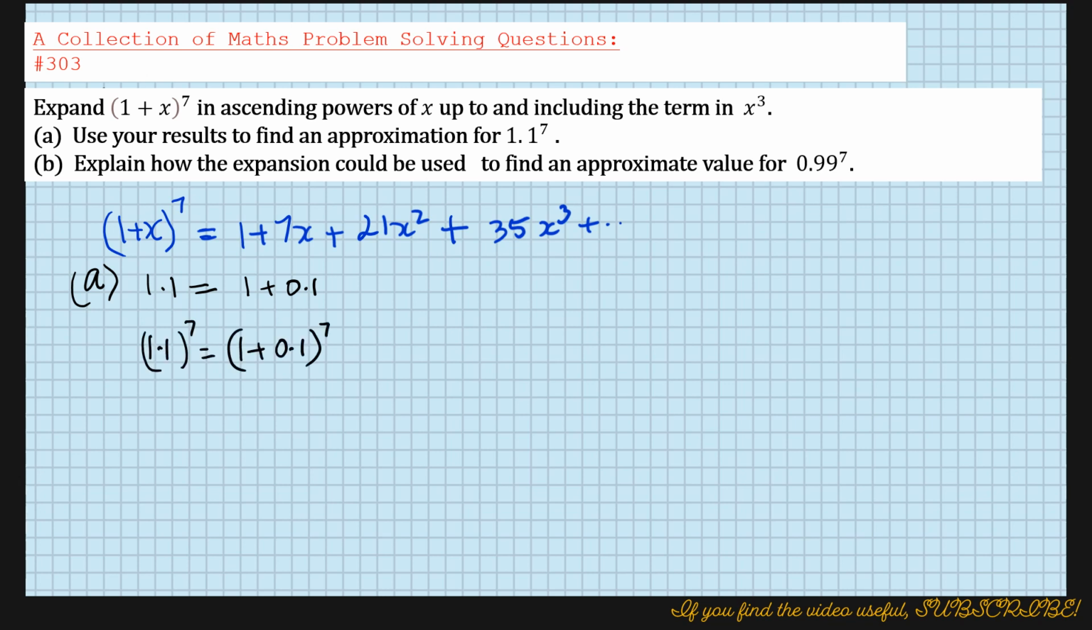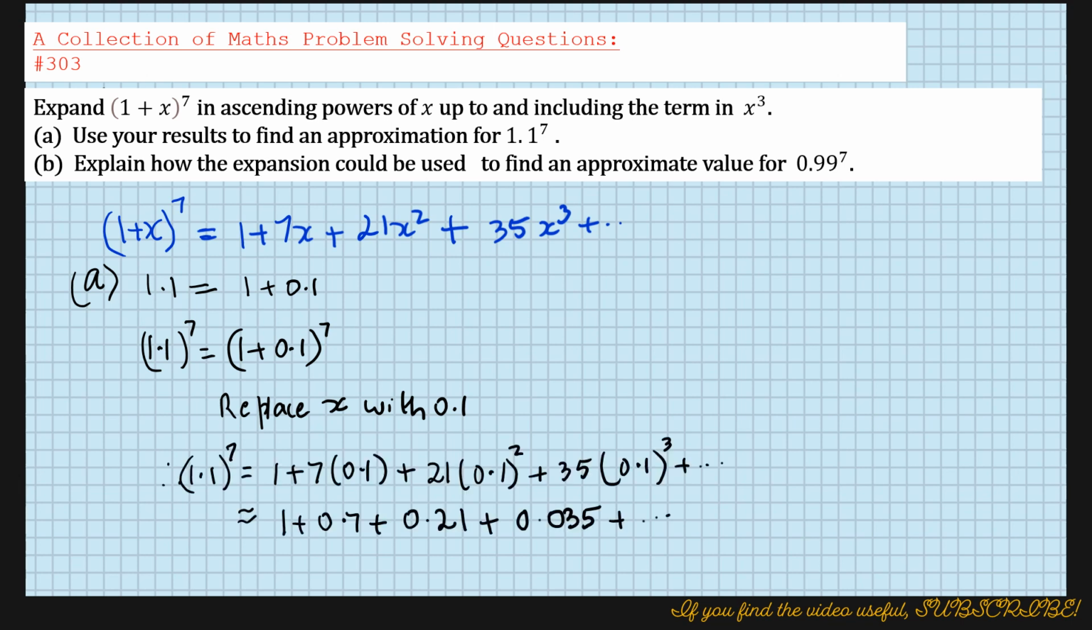So that's what I did. 1.1 to the power 7 is 1 plus 0.1 to the power 7, and replace x with 0.1, so you have 1 plus 7 times 0.1 plus 21 times 0.1 squared plus 35 times 0.1 cubed, and if you remove the brackets, you'd get 1 plus 0.7 plus 0.21 plus 0.035. If you add them up, you'll get approximately 1.945. So that's the approximation of 1.1 to the power 7. So that's part A completed.